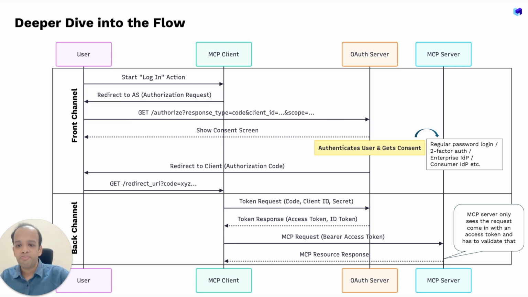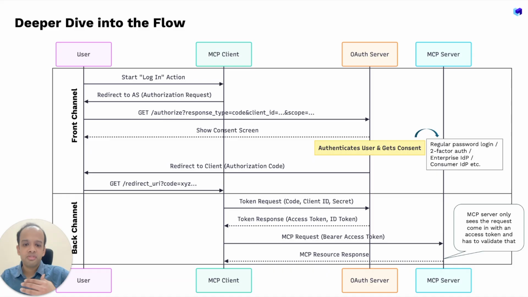OAuth server. Now with this authorization code, the MCP client sends a request for a token. So the MCP client gives the authorization code, their client ID, and the client secret to the OAuth server, and they get a token response. And with that bearer access token, they send the MCP request to the server and get back the MCP resource response from the MCP server.